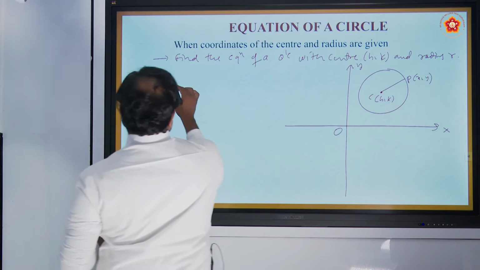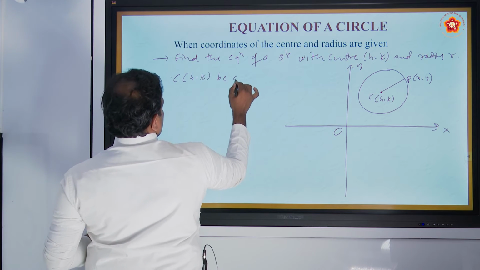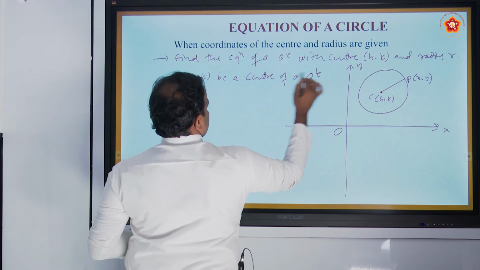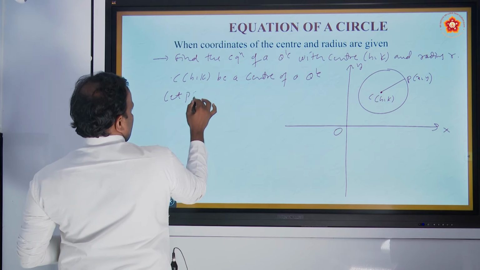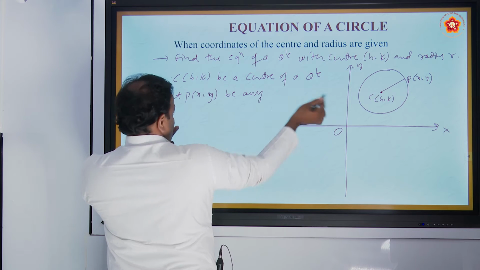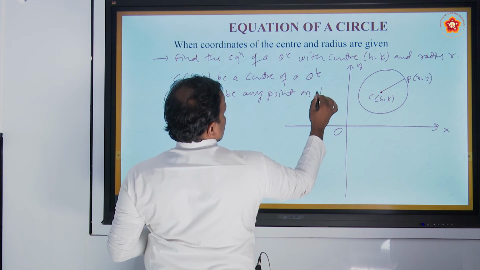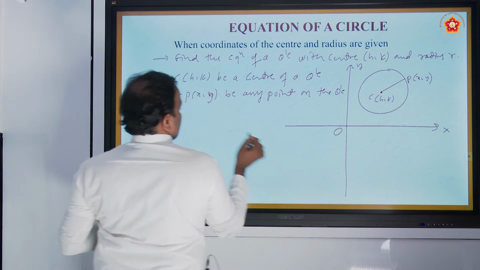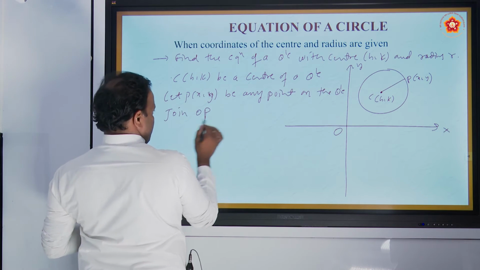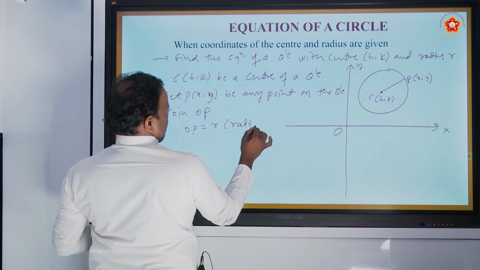Once again, C h comma k be the center of a circle. Let P x comma y be any point on the circle. What is the figure you write here? Join OP. Therefore, OP becomes radius of the circle.